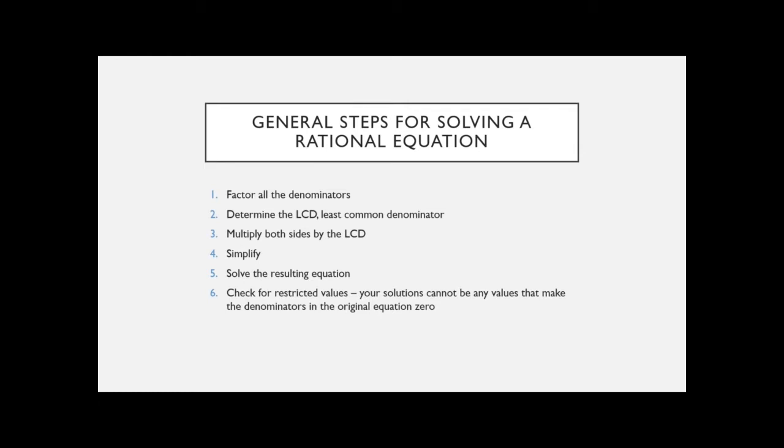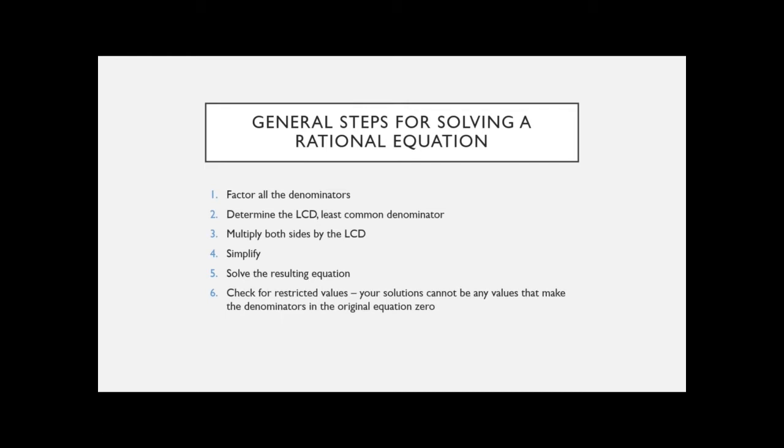Once you determine that, then you multiply both sides of your equation by that common denominator so that it cancels out. It's very similar to when you were solving linear equations with denominators of numbers, where you'd multiply both sides by the common denominator to get rid of the fractions. It's the same exact process. We just have variables involved. Once you do that, you simplify as much as possible and solve.